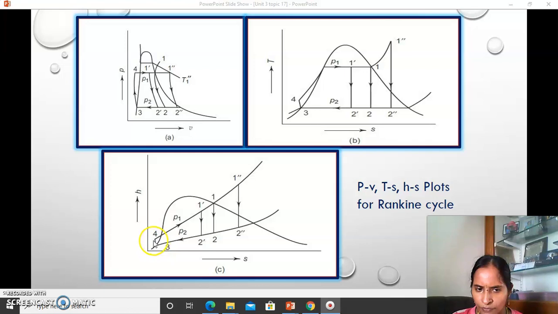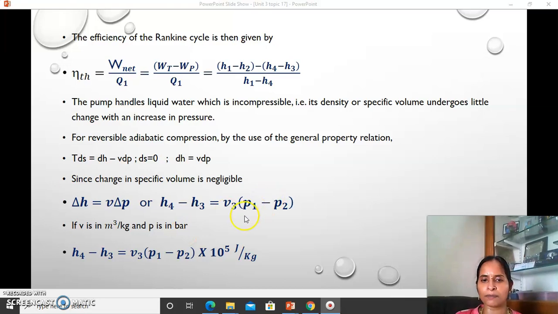It is very difficult to find the change in enthalpy for the pump work directly, since it is a compressible and isentropic process. The easiest method to find the pump work is to find the change in enthalpy, equal to the specific volume of the fluid at the inlet condition into the change in pressure. The change in pressure you already know, P1 minus P2. This is the easiest method you can try in the problem.